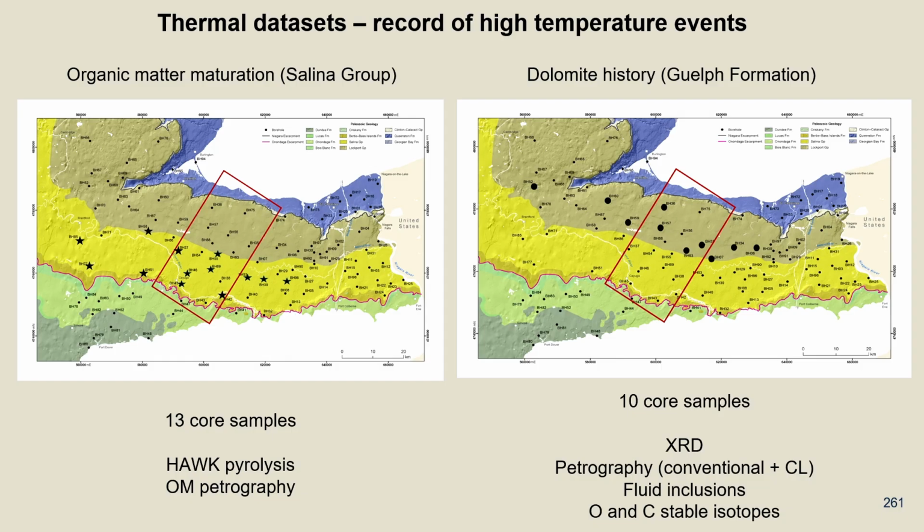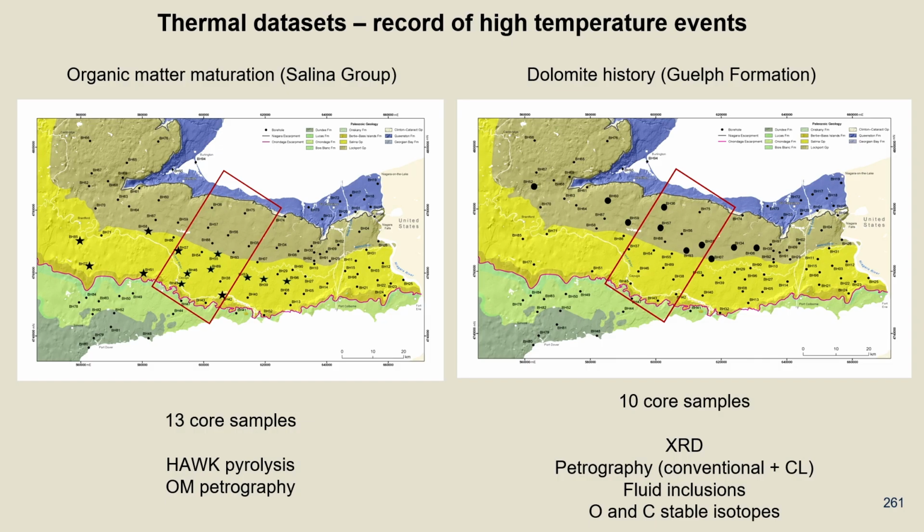All the stars that we see on these slides and the dots on the one to the right are cores that were collected by the Abigail project in this area. We selected some cores to cover the area of the anomaly, the rectangular area, but also outside this area. The first part of the project will look at organic matter maturation. In the Salina Group, there are some black shales, and in these black shales you have organic matter. If the organic matter experienced anomalously high temperature, it will react and record higher thermal conditions. We will evaluate that by doing some hot pyrolysis.